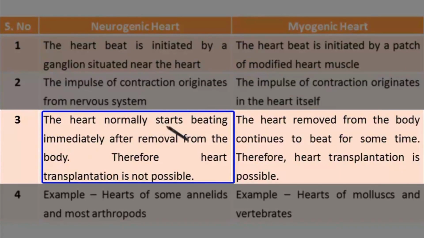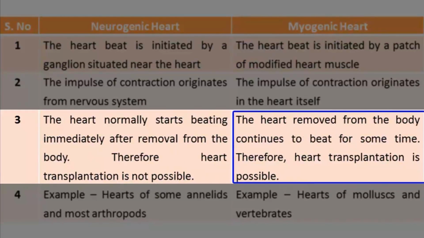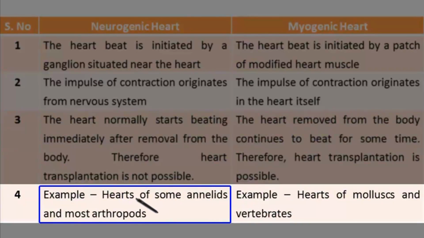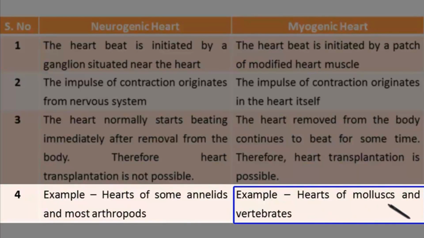3, in neurogenic heart, the heart normally stops beating immediately after removal from the body. Therefore, heart transplantation is not possible. Here, the heart removed from the body continues to beat for some time. Therefore, heart transplantation is possible. Examples of animals with neurogenic heart are some annelids and most of the arthropods. Here, the heart of molluscans and vertebrates comes under myogenic heart.